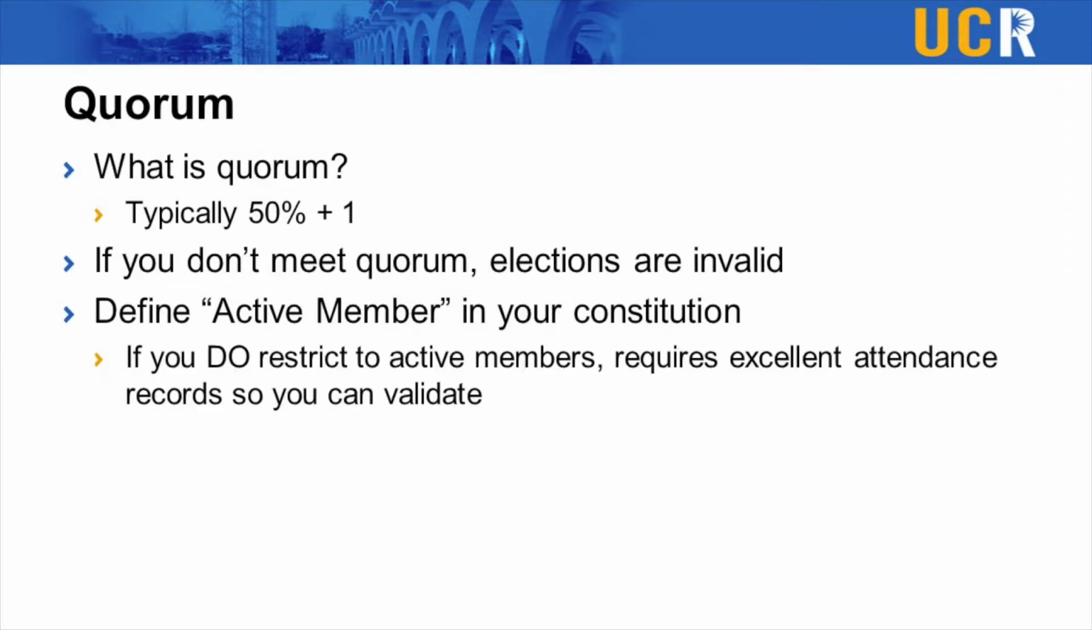If you define active member and you restrict voting to attendance, that means that you'll need to keep accurate records of who actually attended things, so that you can validate who can and can't vote in upcoming elections.